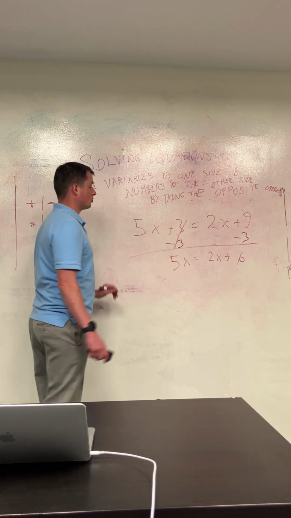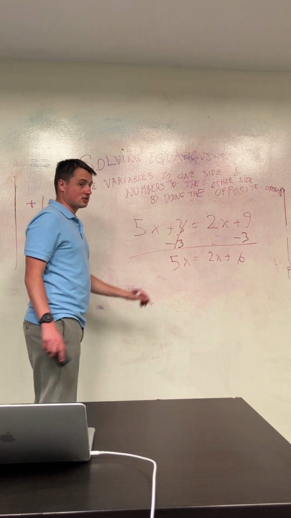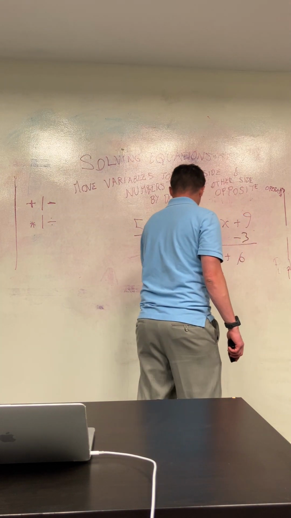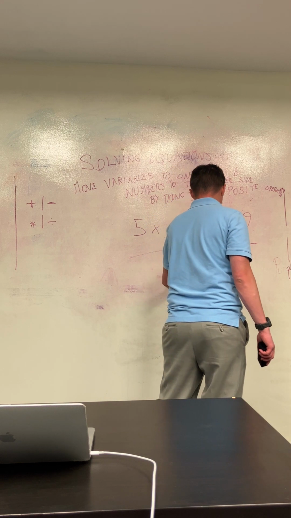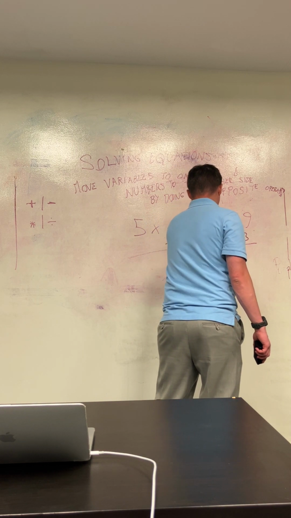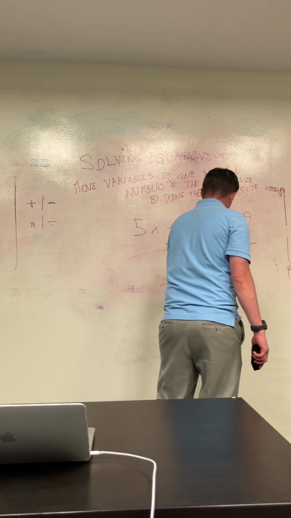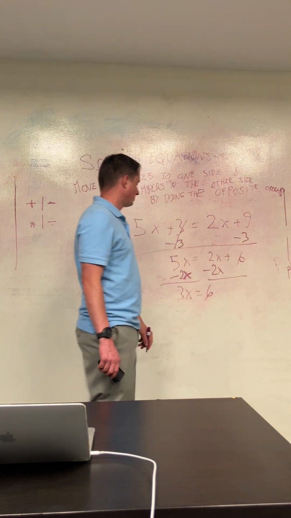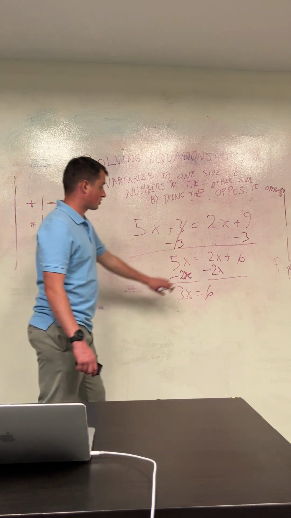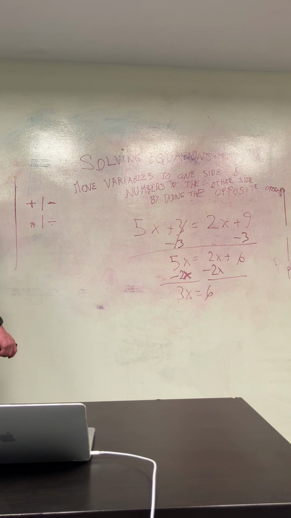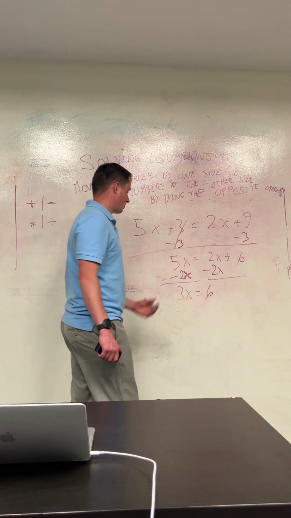Now what you're going to do is move the x's over to the other side. This is a new thing. So you can say minus 2x, minus 2x. You get 3x equals 6. So see, you can subtract x's as well. That's fine. You can subtract them, divide them, cook them in the stew, whatever you want to do.